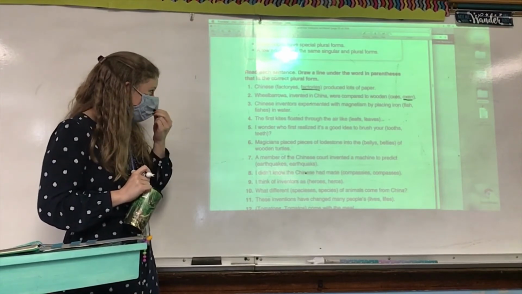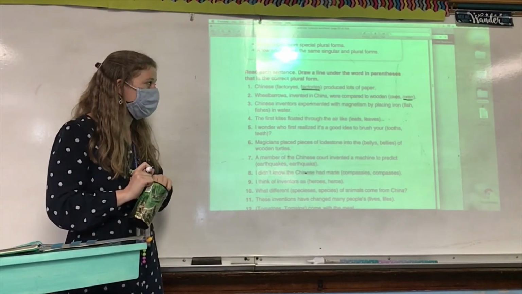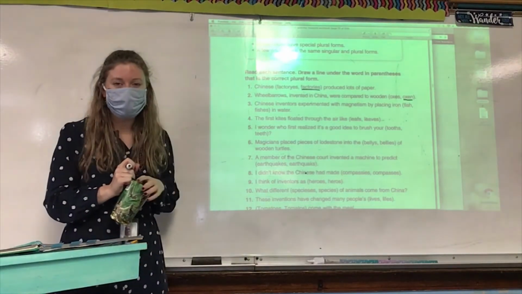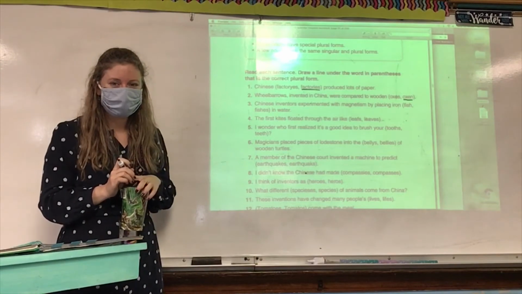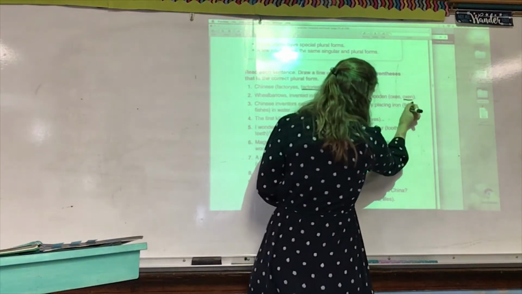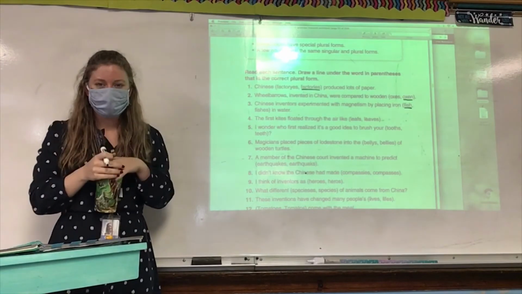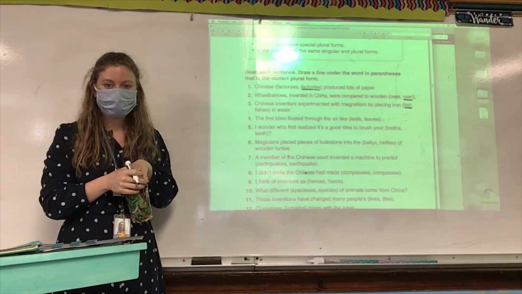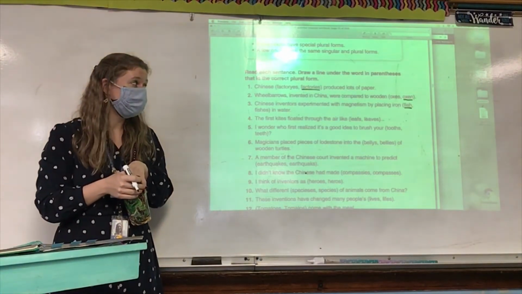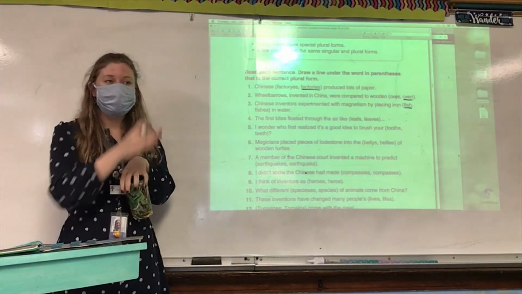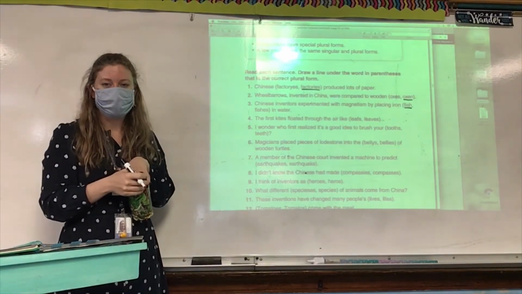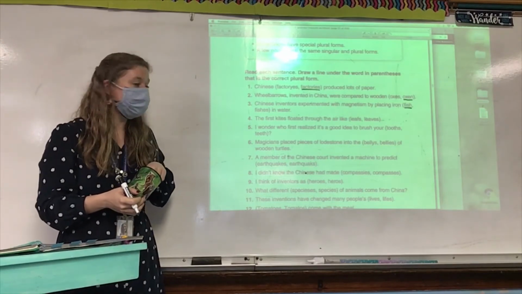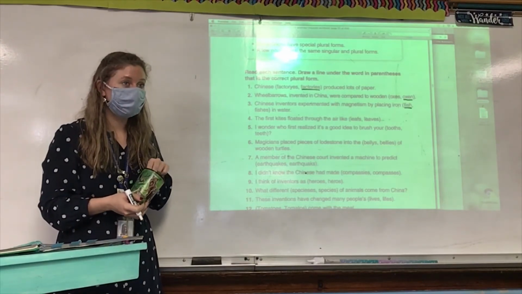Number 3, Chinese inventors experimented with magnetism by placing iron, is it fish or fishes? Zari? Fish. Now, is there any rule that tells us that it's fish, not fishes? No. All it does is not change at all. And is there any rule that says this type of word does not change at all, Zari? No. So again, that's just something you have to memorize. Make sure that you're following along.